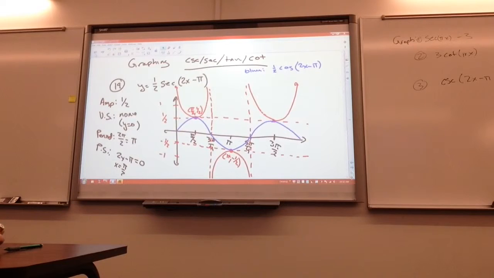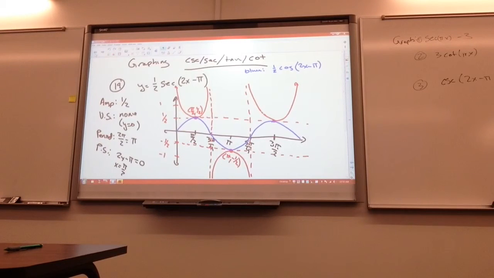Nope. Remember, these things make U shapes. Oh, so this is the parabola one. Yes, I get those mixed up. Cosecant starts with an asymptote. There's going to be an asymptote here at pi/2, because the phase shift is pi/2. Go ahead and put pi/2 right here. That's actually where it starts. There's an asymptote there.